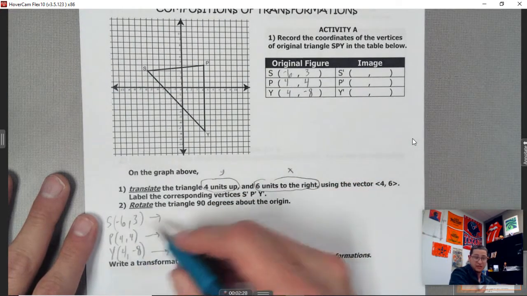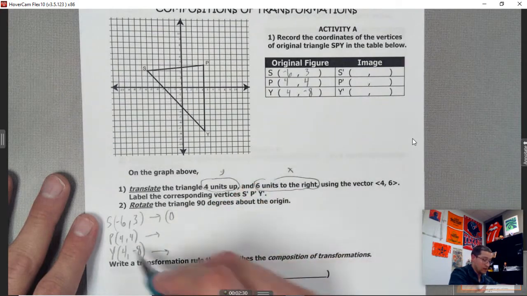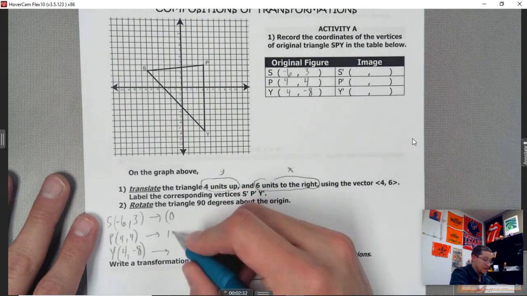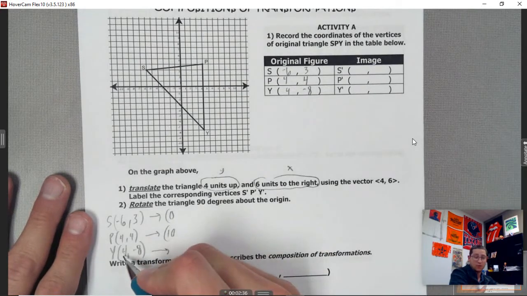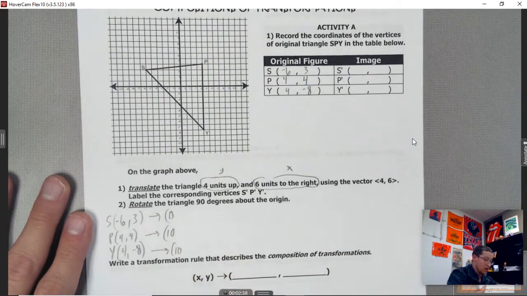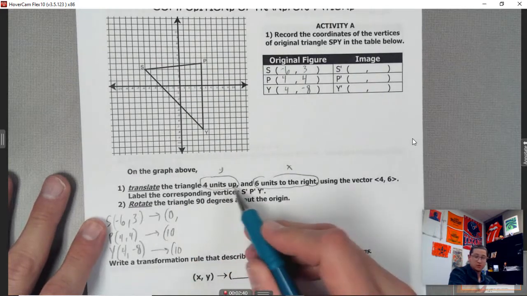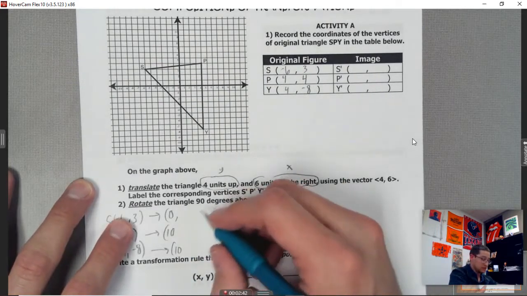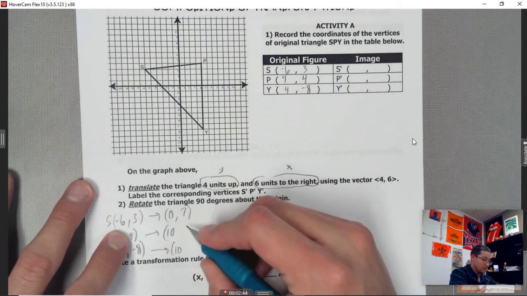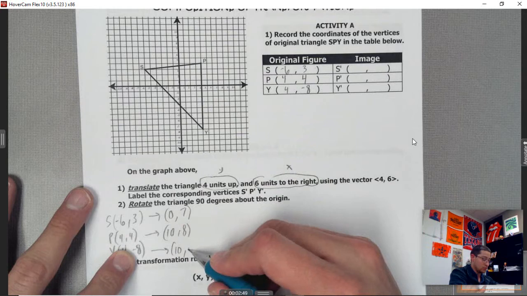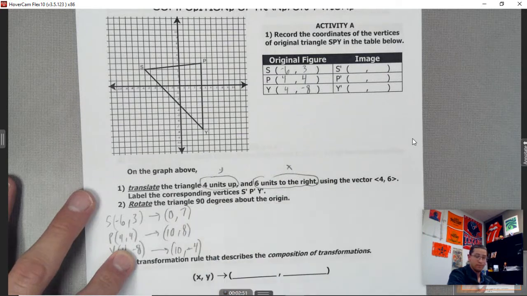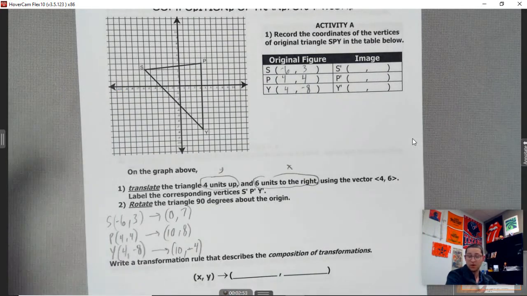So let's go ahead and do 6 units to the right. That's going to be negative 6, well, now we're at 0. Then 4, now we're at 10. The operation is adding; we are adding 6 here. And 4, still at 10. And then we can do the second ones, the 4 units up. That's going to be 3 to 7, 4 to 8, and negative 8 to negative 4. Okay, so that's the first part.